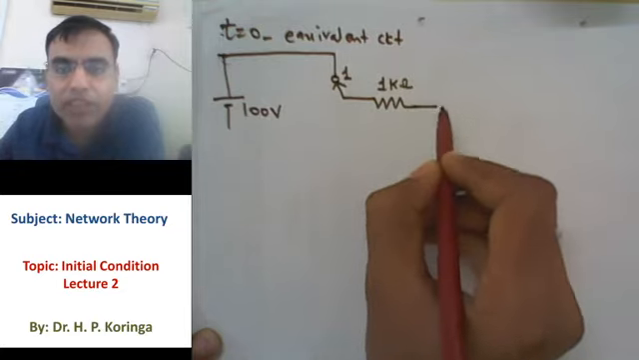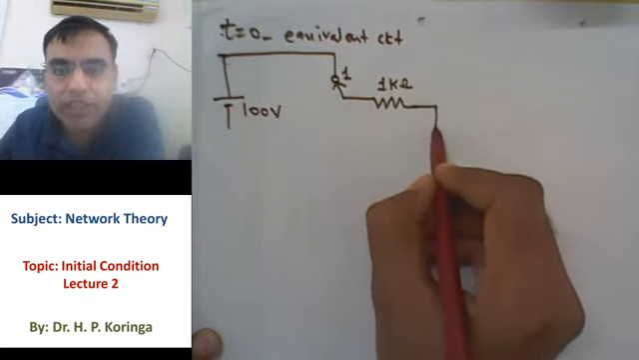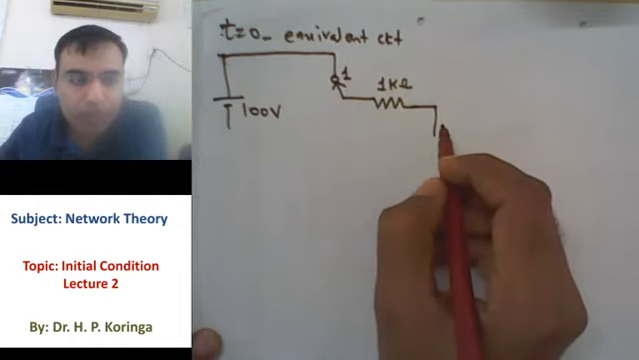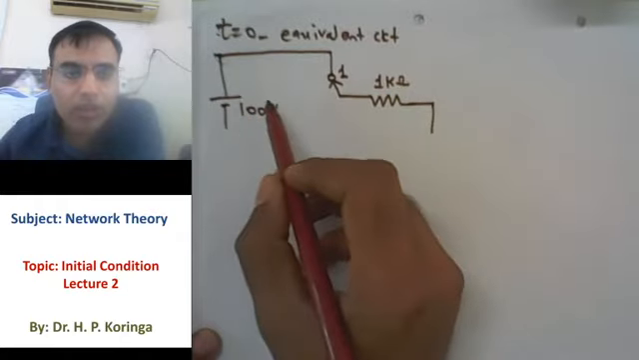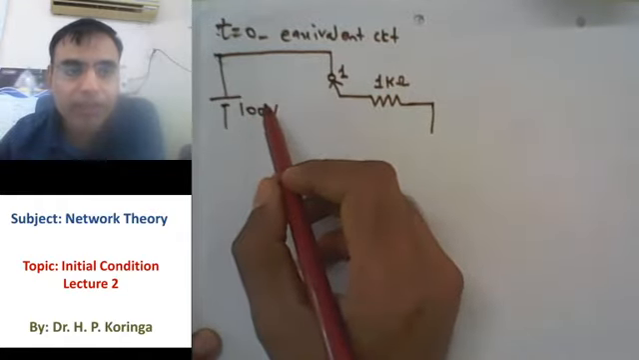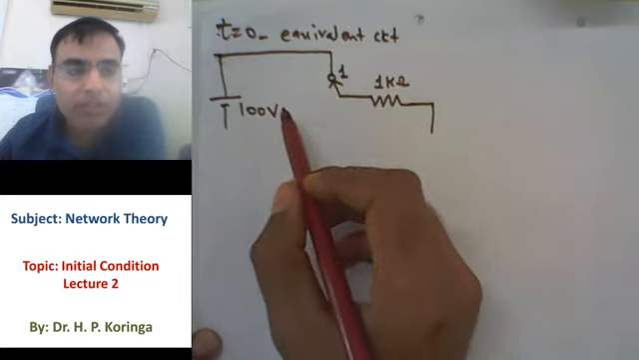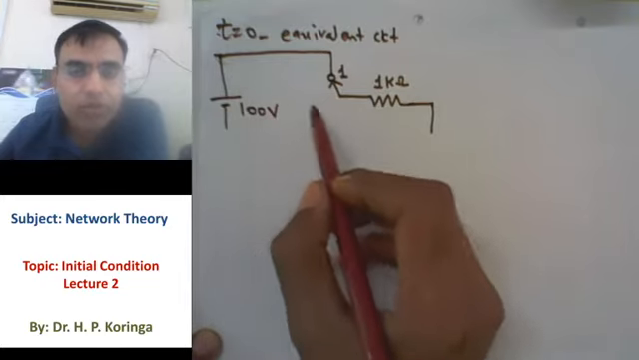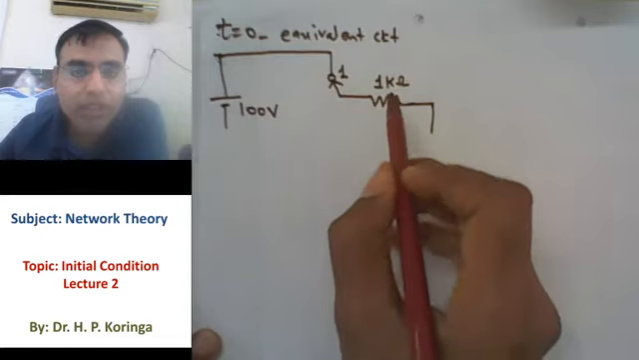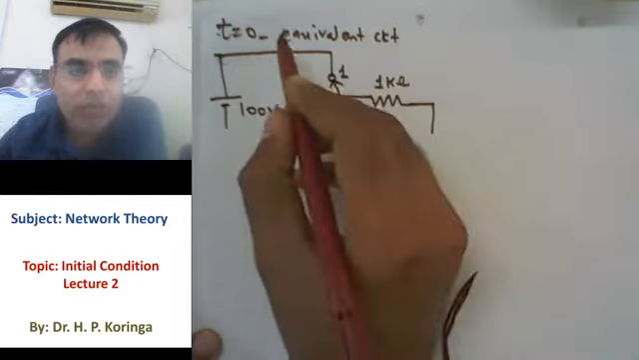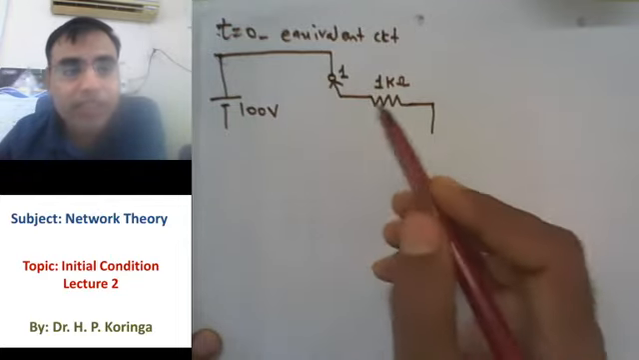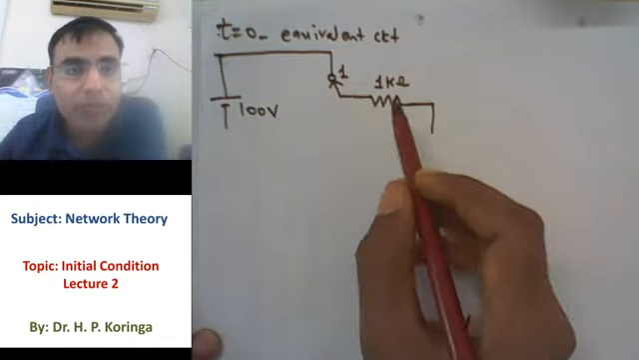Here we have an inductor. At t equal to 0 minus, the inductor works as a short circuit, because it has been connected with the 100 volts since t equal to minus infinity. Try to understand this, it is very important and somewhat tricky. The circuit has been connected in this position from t equal to minus infinity to t equal to 0 minus.